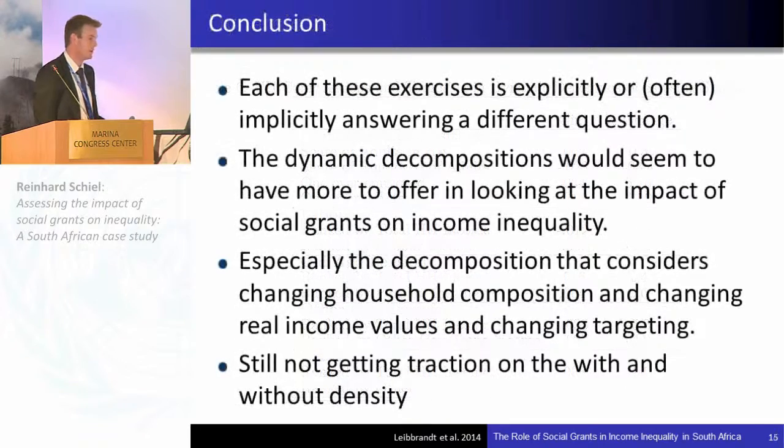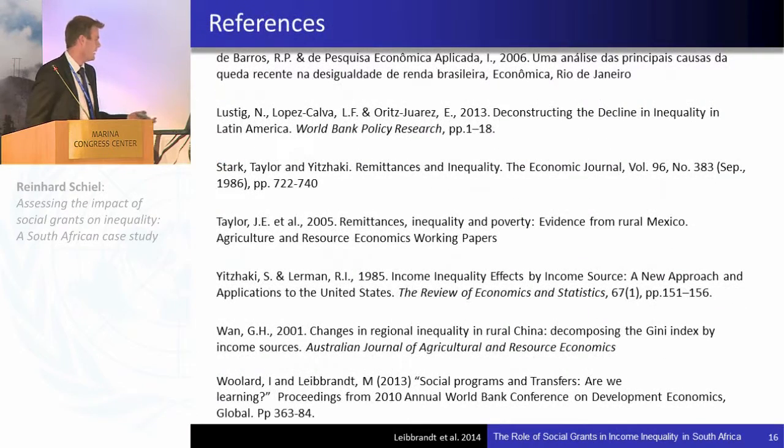So finally, just to conclude and wrap up what these three techniques have shown us, not only about South Africa, but also about themselves, we can see that each of these techniques takes a different approach in trying to answer the exact same question, either through explicitly accounting for the dynamics across the period, or by explicitly accounting for a counterfactual situation, which allows it to contrast or isolate the effects. The dynamic decompositions would seem to offer more in terms of looking at the impact of social grants on inequality, especially decomposition techniques that consider the impact that changes in household composition have on changes in real income value across the period. Still, we're not getting as much traction as we'd like to see, given that the densities initially showed a decrease in the distribution that we had at first. Thank you.